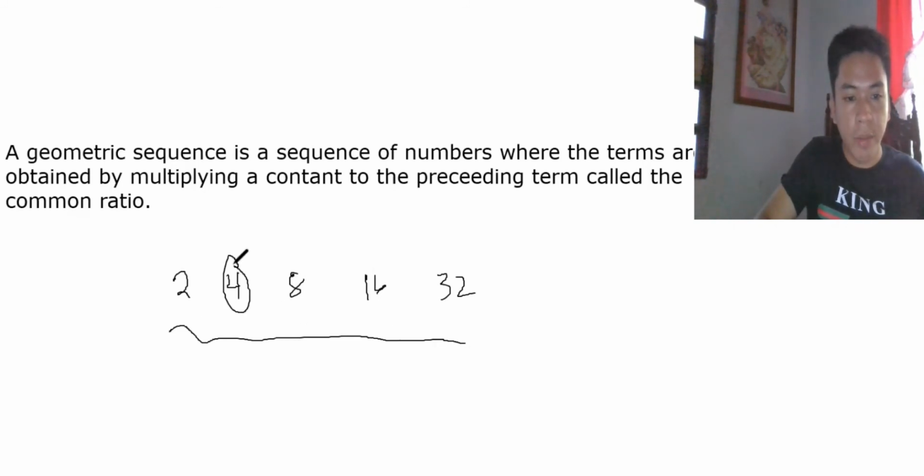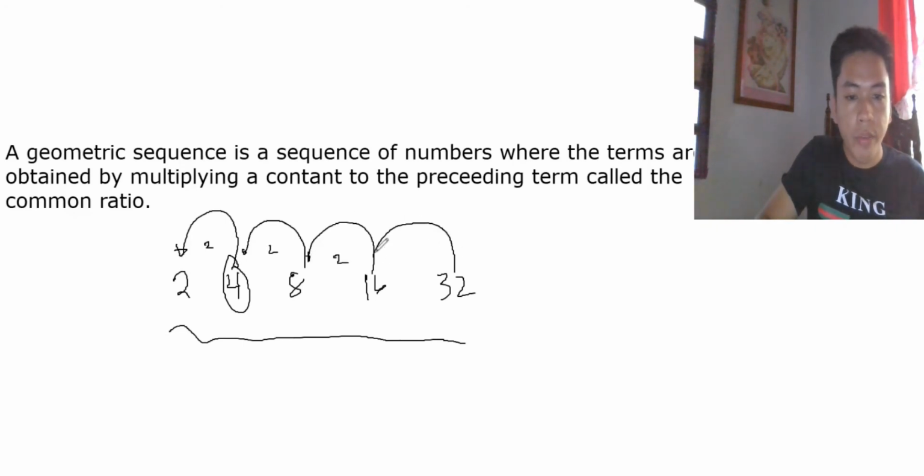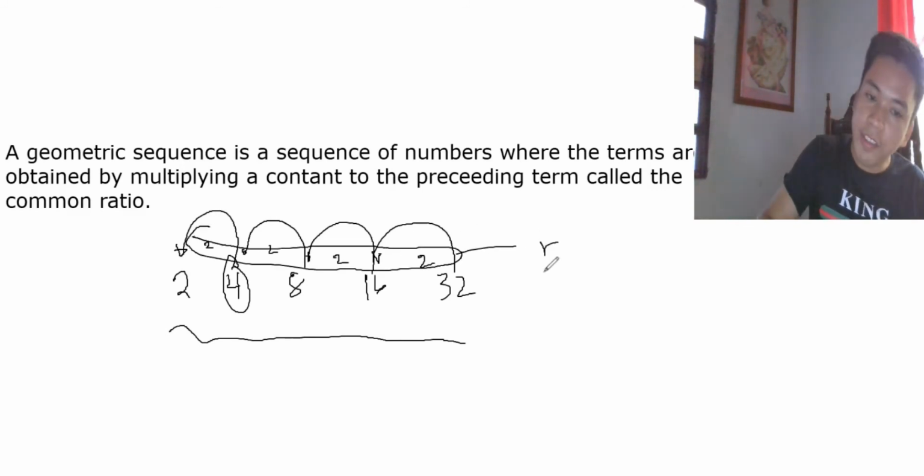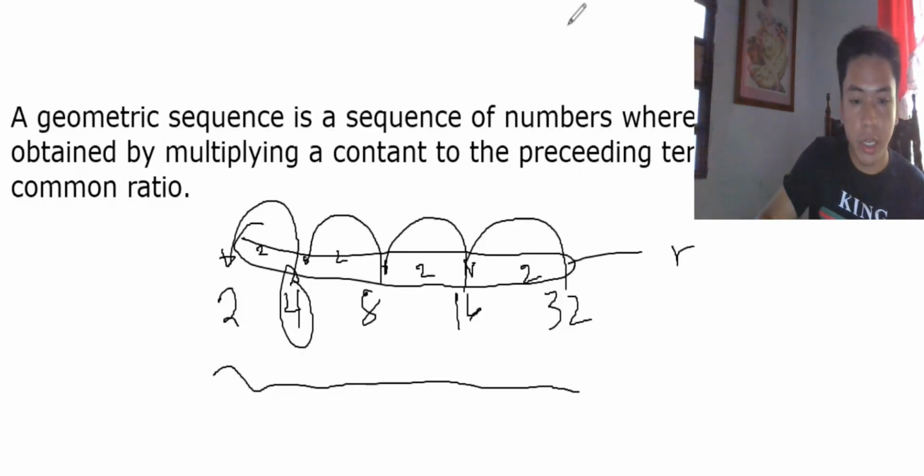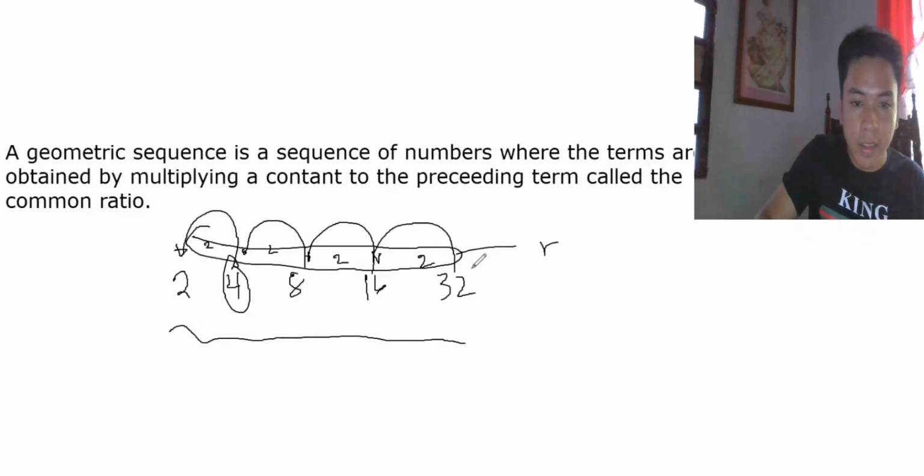The second term is found by multiplying the first term by 2. We get the third term by multiplying the second term by 2. And the fourth term by multiplying the third term by 2, and the fifth term by multiplying the fourth term by 2. So this 2 here is what we call the common ratio, r. So if you notice, this is the first term here. This is the fifth term here.